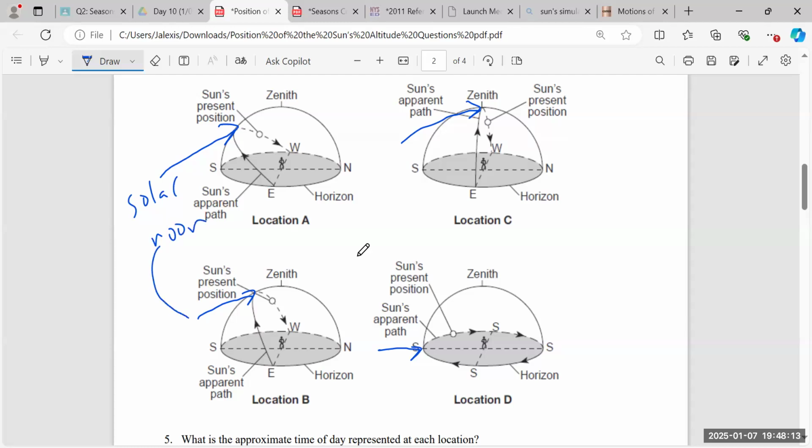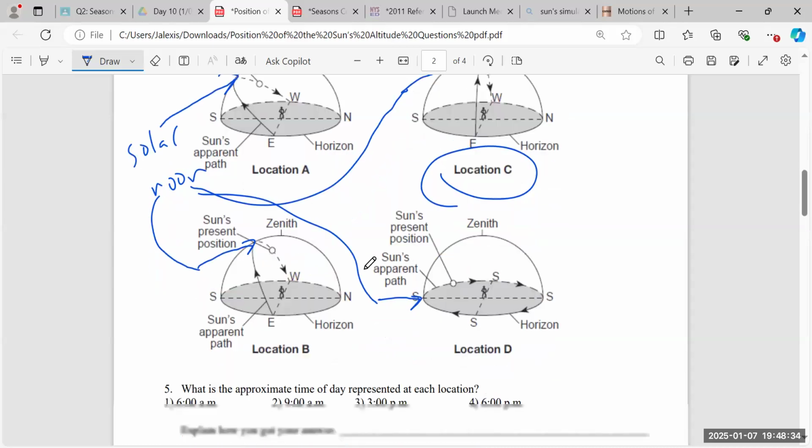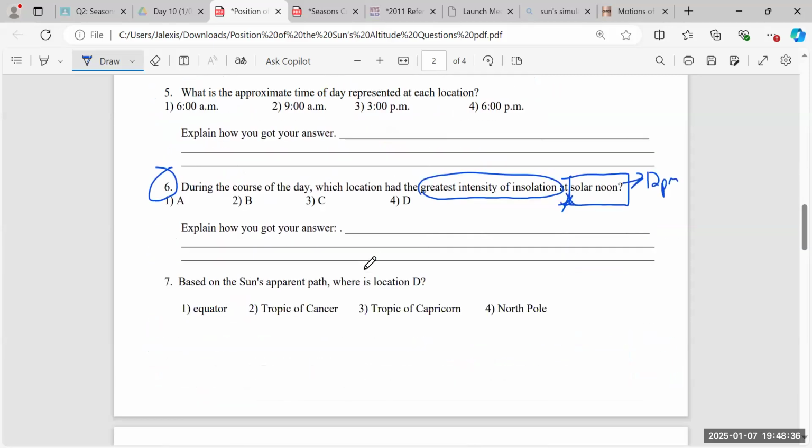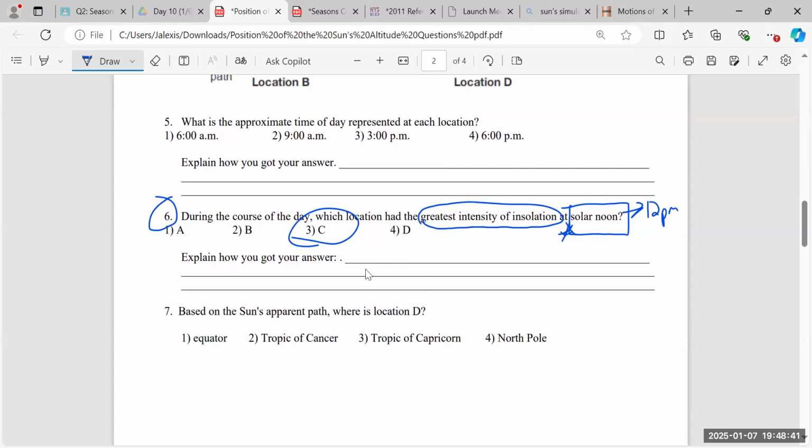Solar noon. All right. And so when I'm looking, the path where the sun reaches its highest height, right at the zenith, is going to be location C. That's when the sun reaches its highest altitude at solar noon, which will be choice C.